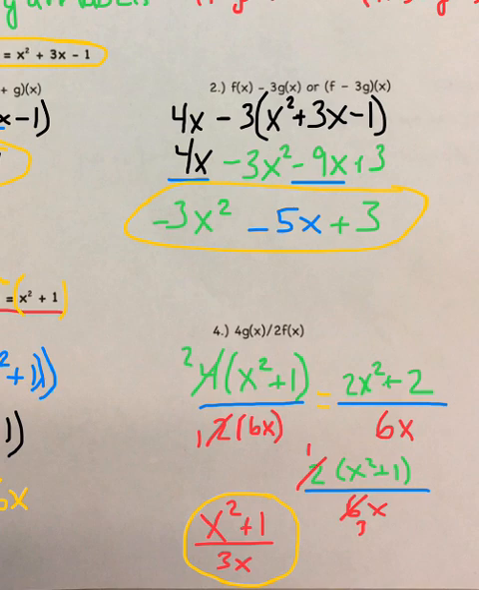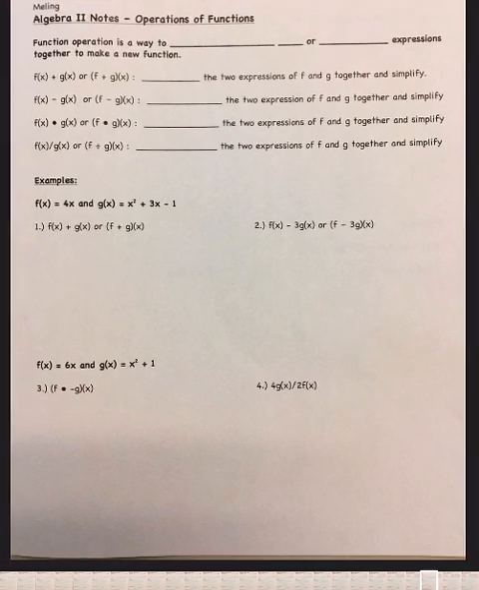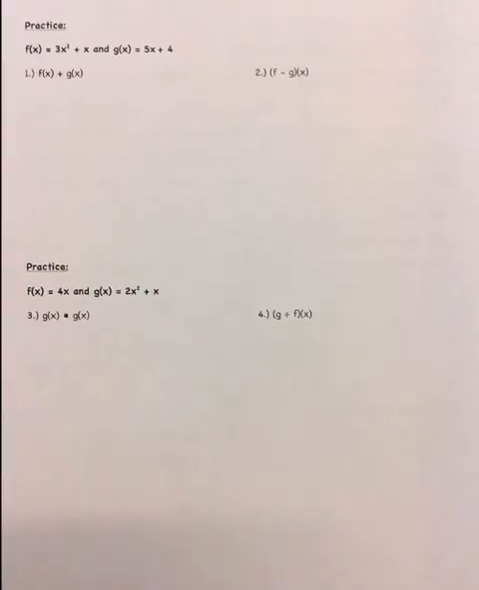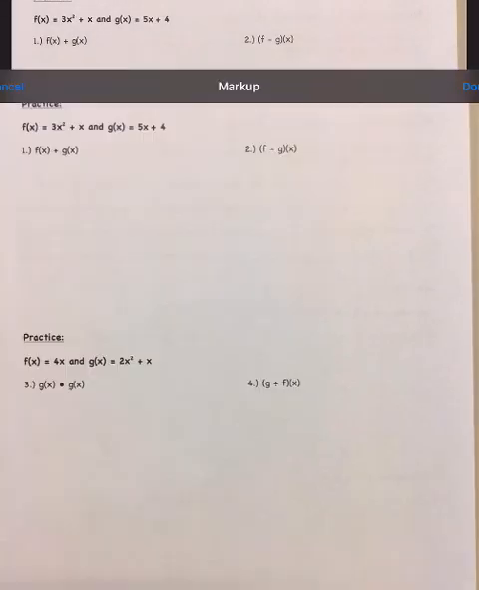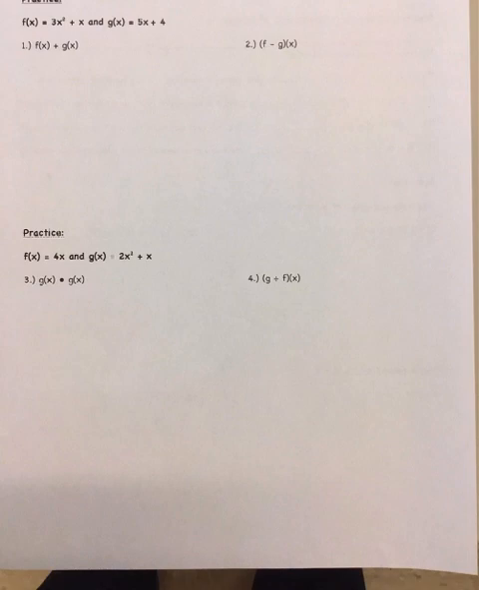Alright, so now let's flip over our page. Let's go to the back page. So we have more practice. We're just going to say 3x squared. We have f of x plus g of x. So let's plug in these values.